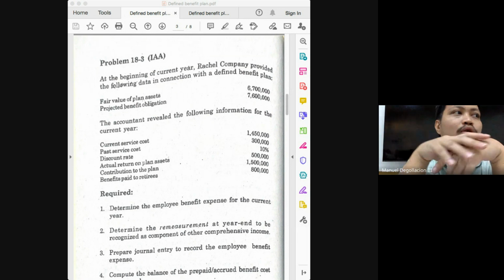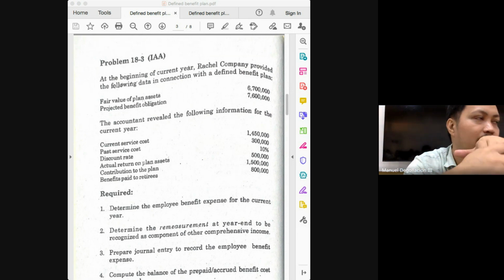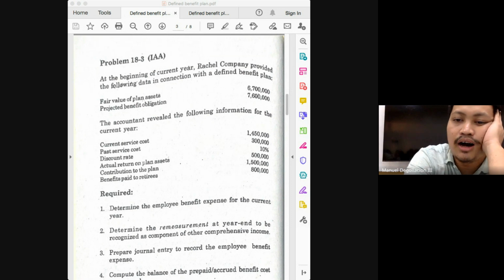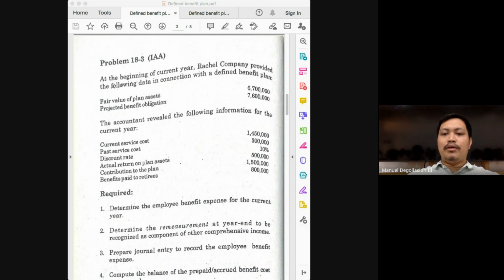What are the three subcomponents of your net interest? Interest expense on PBO, interest income on FVPA, interest expense on the effect of your asset ceiling. Okay, how do we get the interest expense on PBO? Very easy. Look for the beginning balance of your PBO. Is that given? Yes, we expect that to be given. This is 7,600,000. And multiply that with the discount rate of 10%, you will have 760.